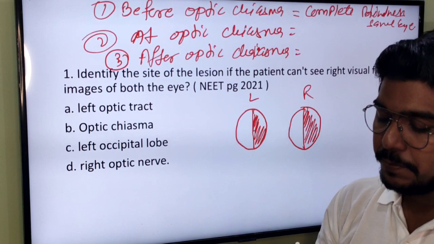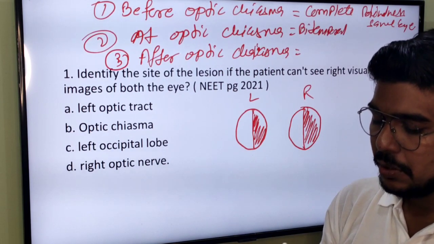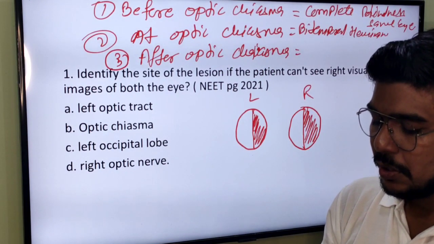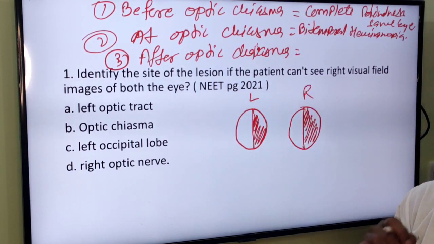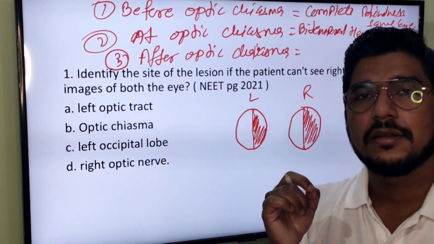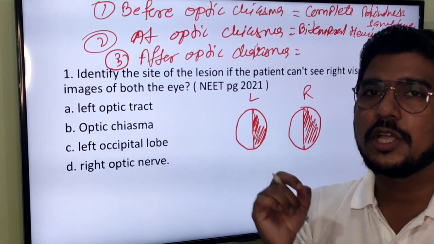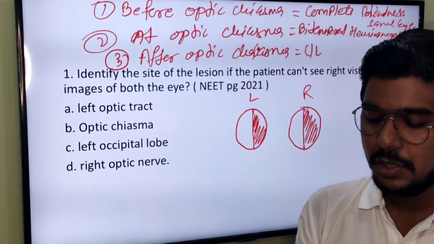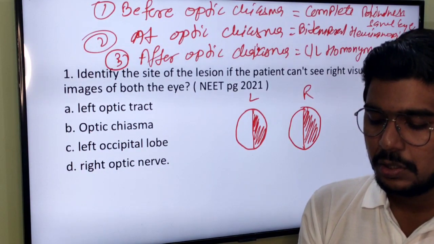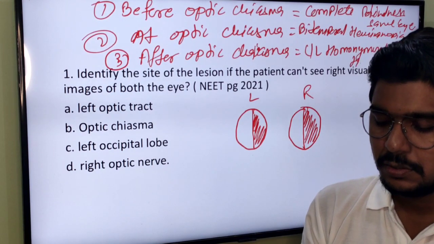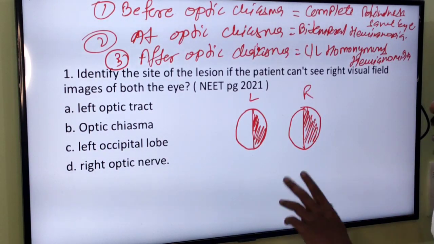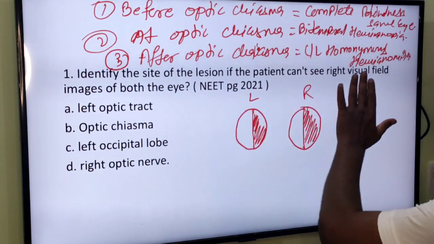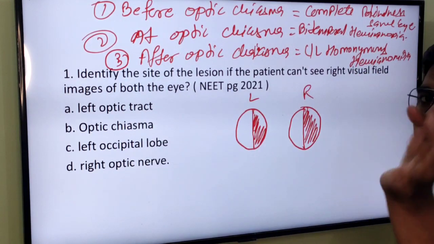At the optic chiasma, it is bitemporal hemianopia. And after the optic chiasma, always remember contralateral homonymous hemianopia. Now what is homonymous hemianopia? Homonymous means of the same side, right? Like in this question, the right side of both eyes means the same side of both eyes.